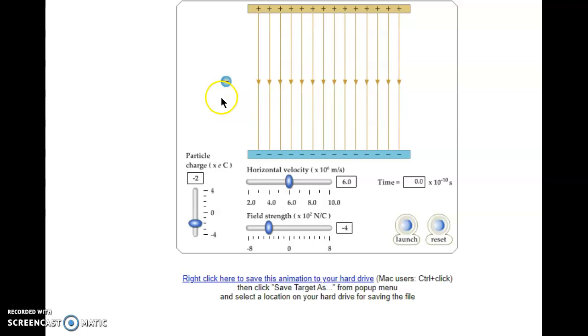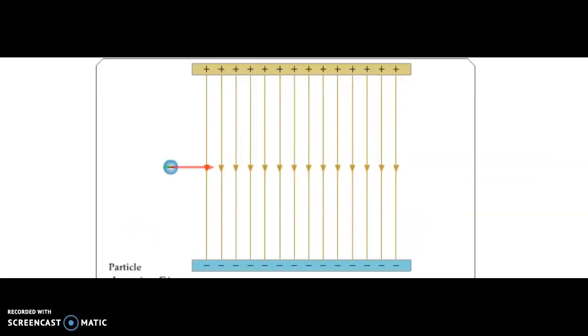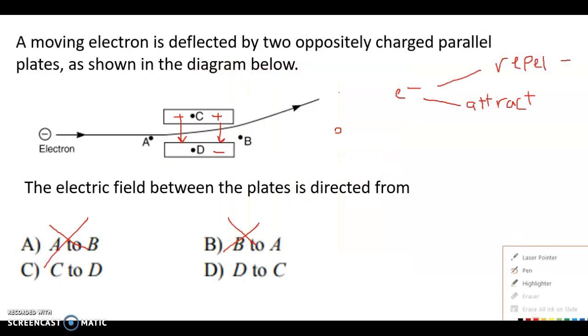Let us look at this simulation. We have this negative charge. We have positive to a negative. You have to expect the direction of the electron. So it will go in this direction. It repels from negative, attracts to the positive. So let's take this movement. So this is what we have seen in the previous simulation.